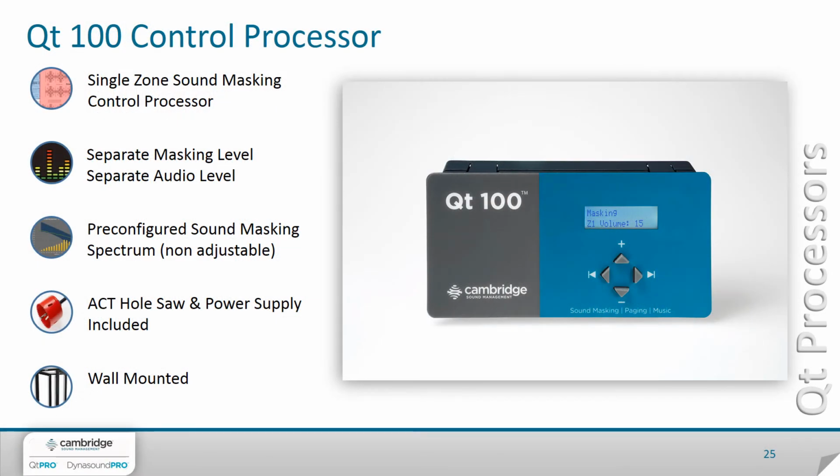Let us begin with the smallest of the three control processors, the QT100. As stated, the QT100 is a single-zone sound masking controller with very simple front panel control. It offers a separate volume adjustment for the sound masking and single audio input. As no Ethernet connectivity is available, the sound masking spectrum is pre-configured to work explicitly with QT adjustable emitters only.